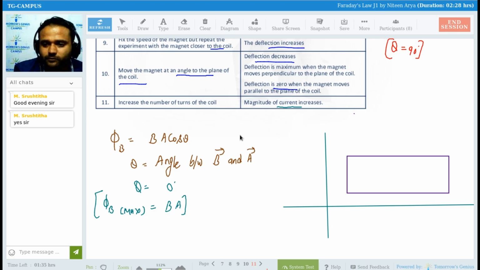This is my area vector. Now you can understand this rectangle is a plane, and this is your area vector. Now suppose there is a magnet. I can move this magnet in two ways. This is your north pole, this is your south pole. Or I can draw my magnet in this way also.